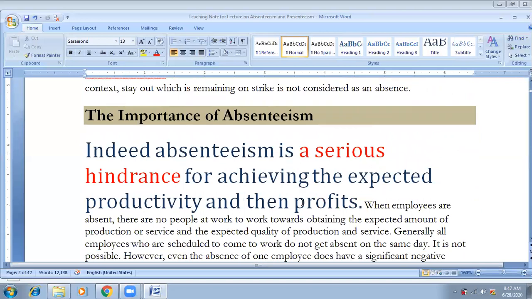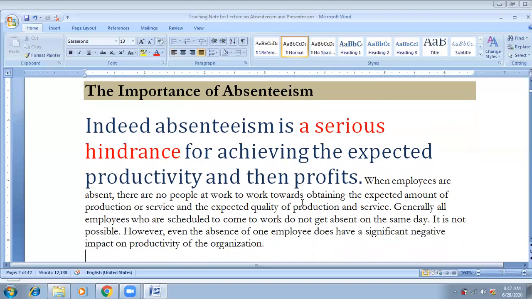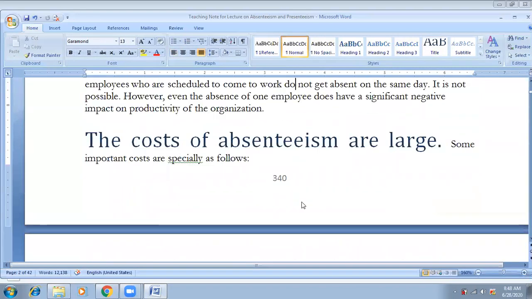Generally, you are an intelligent person, an advanced student learning advanced human resource management. Of course, I believe you know the importance of absenteeism to a significant extent. But let me do it in my scholarly way. Indeed, absenteeism is a serious hindrance for achieving the expected productivity and profits. The costs of absenteeism are huge.